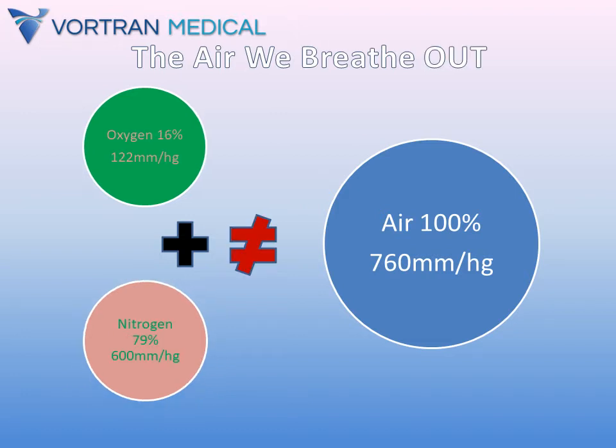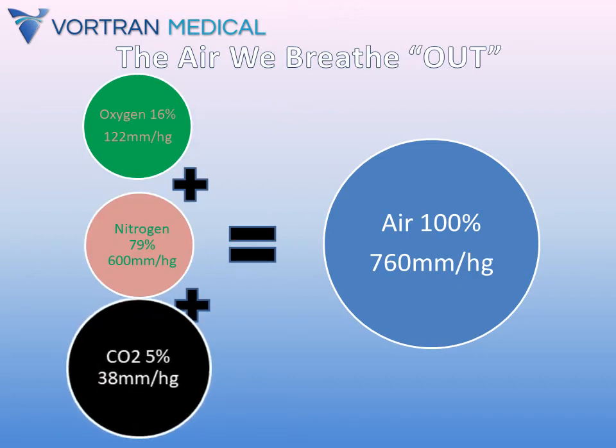We have all learned in CPR class that we only use about 5% of the oxygen we breathe and none of the nitrogen. But if I exhale all the nitrogen and only a part of the oxygen, those two partial pressures added together won't equal 760 millimeters of mercury. And if everything must add up, what makes up the difference?